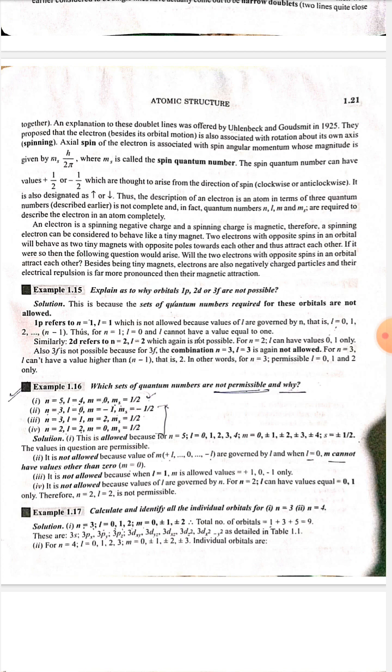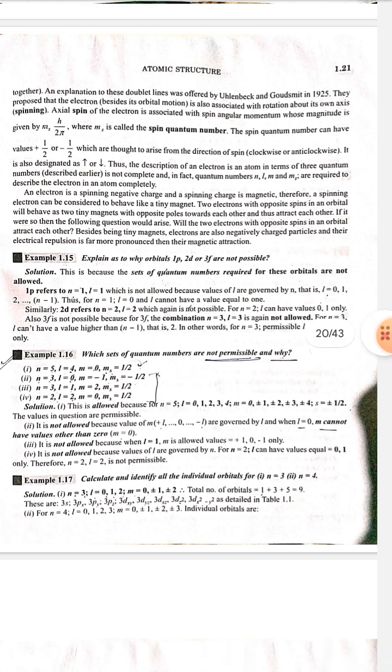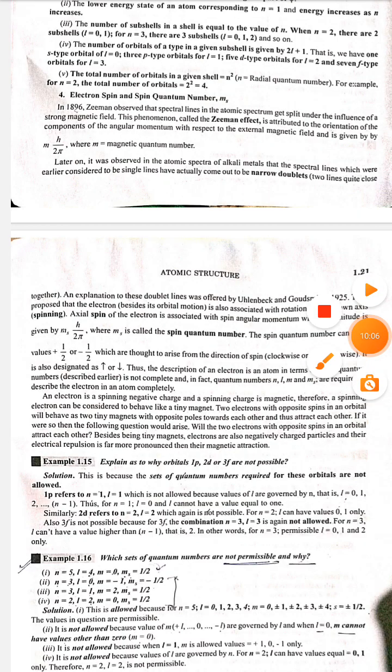Thus, the description of an electron in an atom in terms of the three quantum numbers described earlier is not complete, and in fact, the quantum numbers n, l, m and ms are required to describe the electron in an atom completely. An electron is a spinning negative charge, and a spinning charge is magnetic. Therefore, a spinning electron can be considered to behave like a tiny magnet. Two electrons with opposite spin in an orbital will behave as two tiny magnets with opposite poles toward each other and thus attract each other.